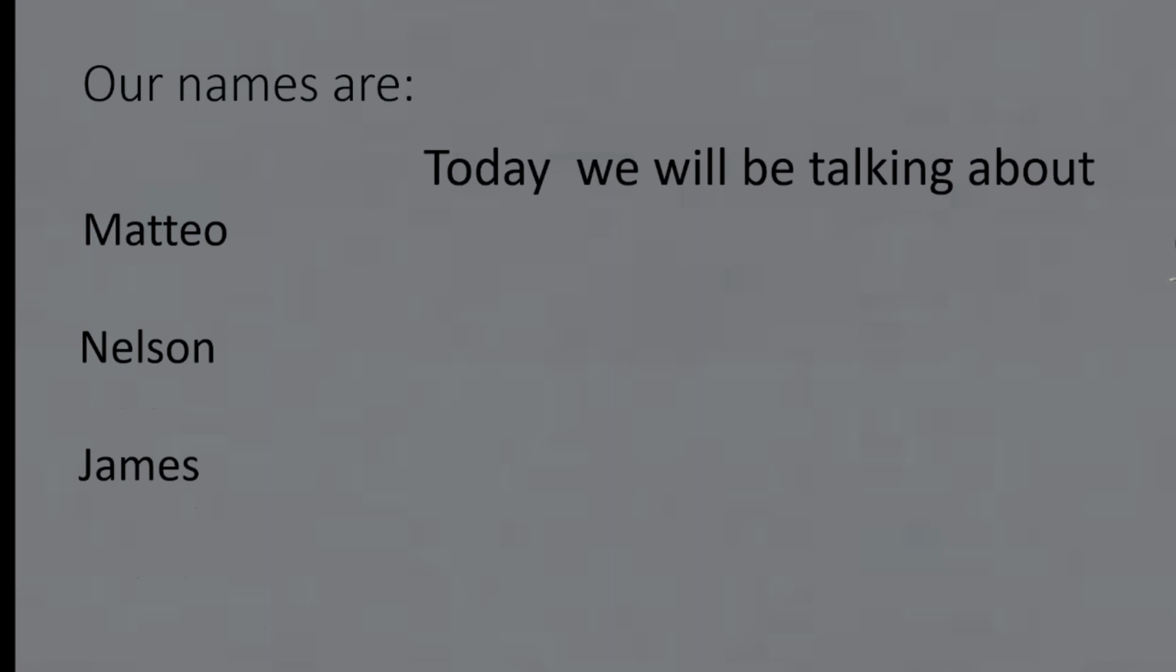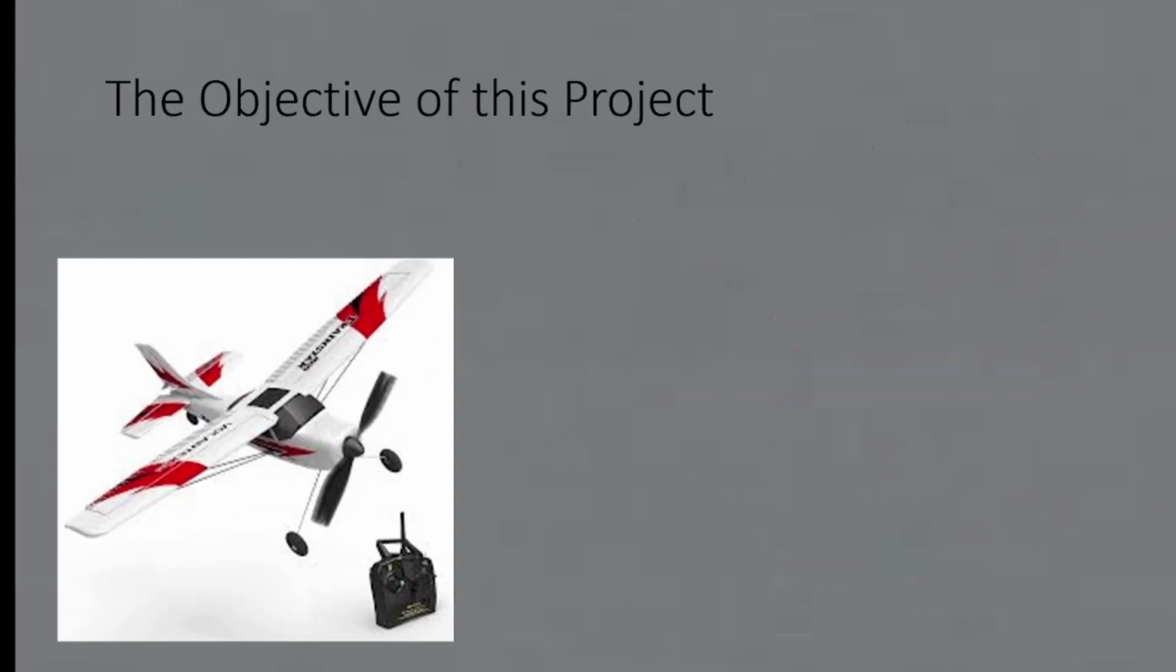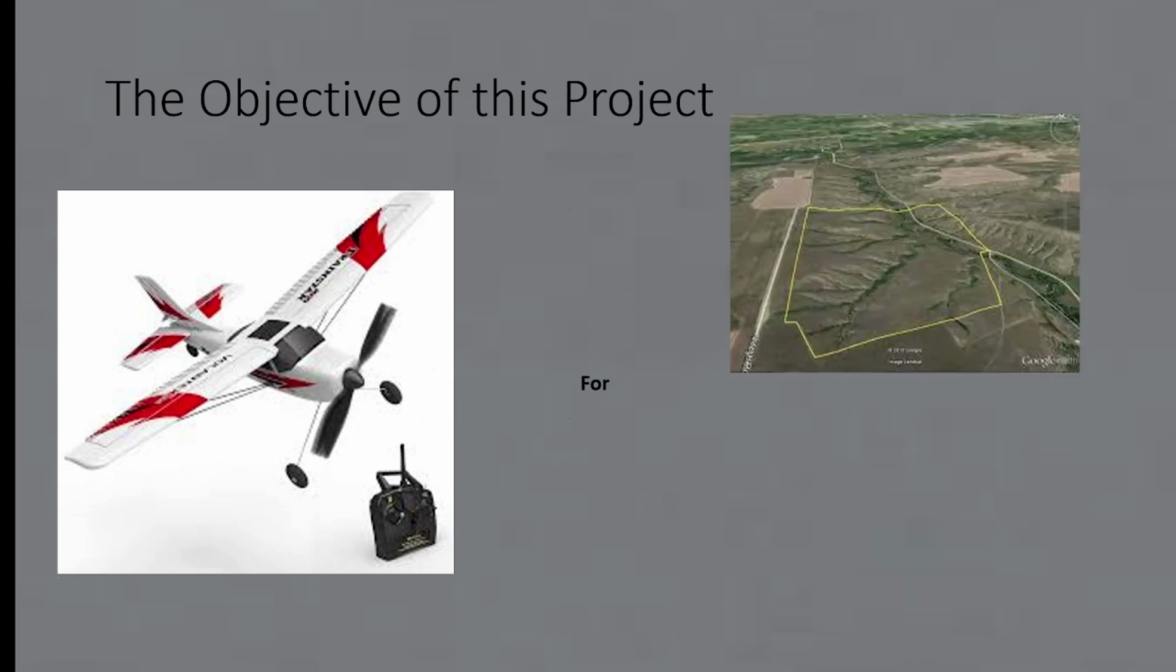The RC Plane of Death. Our names are Mateo, Nelson, and James, and today we will be talking about our project, the RC Plane of Death. The objective of this project was to build an RC plane for land mapping and surveillance.